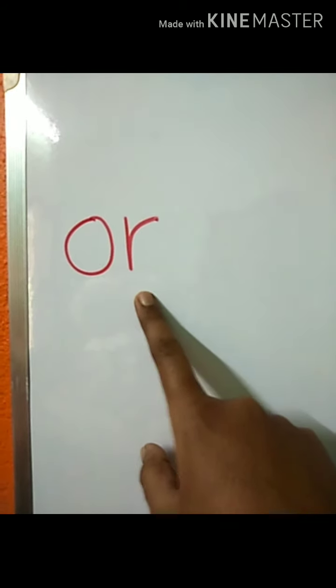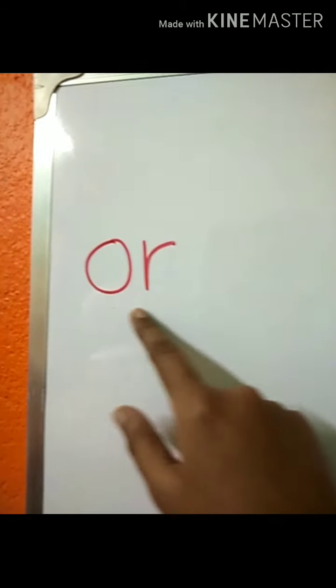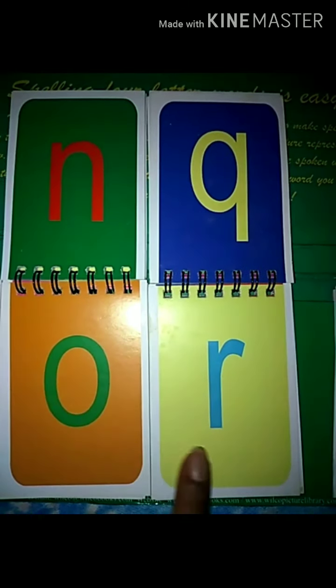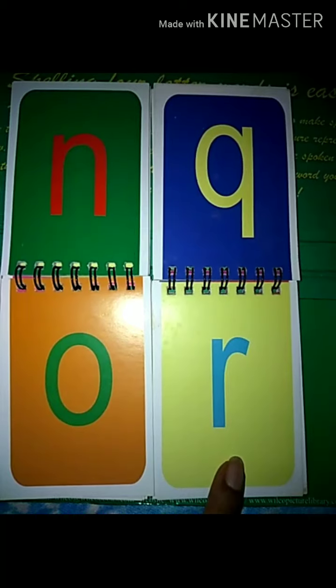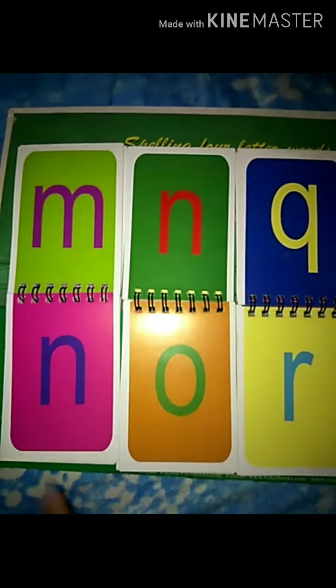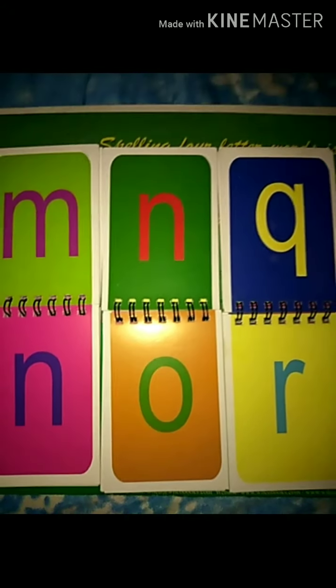Nor. So let's do reading one more time. Or, for, nor. Or, for, nor. Now let's do some flashcard reading. This is or. Now if we add F to this, it is for. Now if we add N to this, it is nor. Keep practicing.